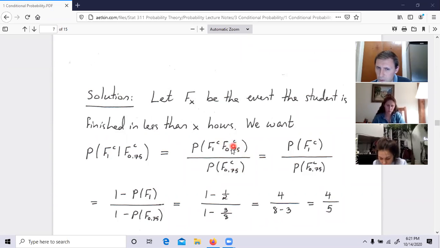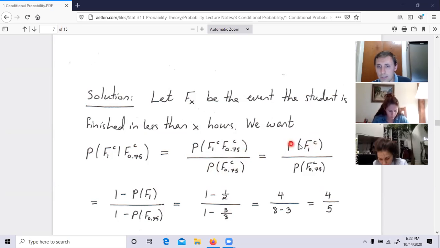Again, guys, this is confusing. It confuses me easily as well. What this means is that the complement means not finished below this hour mark, and this means not finished below the 1 hour mark, right? And clearly, if he is not finished below the 1 hour mark, that implies he was not finished before the 0.75 mark. So the intersection is just F1 complement, which is what Chabeli just asked. Yes. So this is the crucial step, the intersection. If you got through it, you solve the problem.